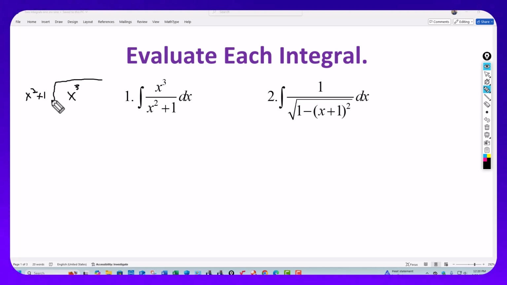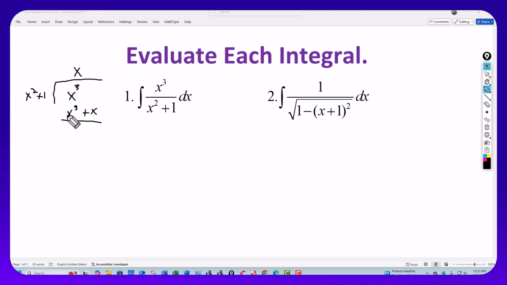So we have x to the third divided by x squared plus 1. We divide x squared into the x cubed and we get x here. Multiply the partial quotient by the divisor. X times x squared is x cubed. X times 1 is x. And then we subtract.